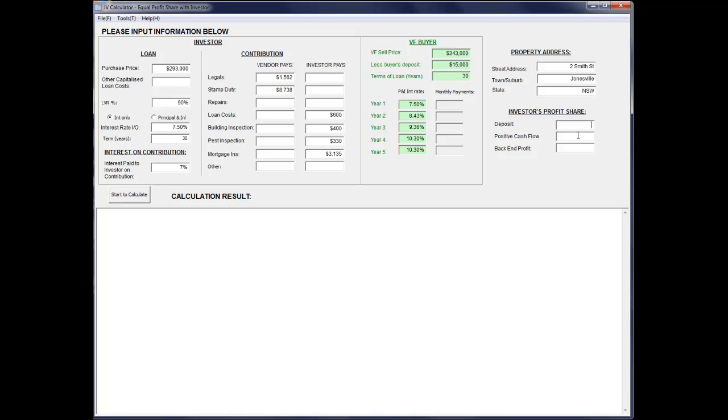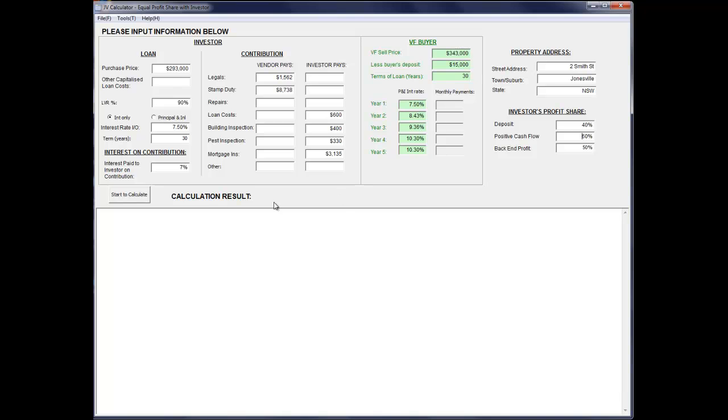Let's say that for this transaction, the investor got 60% of the 40% of the deposit, and the positive cash flow was split so that the investor got 60% of the monthly positive cash flow. The back end profit was the investor, because this is all the investor's share here. The investor's share of the back end profit is 50%.